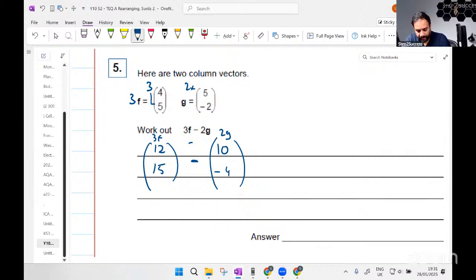And then what you do is you just do this. So you go across on the top numbers. 12 take away 10 is 2. And 15 take away -4. Be careful, the two minuses make an add. So 15 add 4 is 19. So that becomes 2, 19. It's a weird little bit of vectors. Technically the easy bit of vectors. Okay, well, I've done number 5.